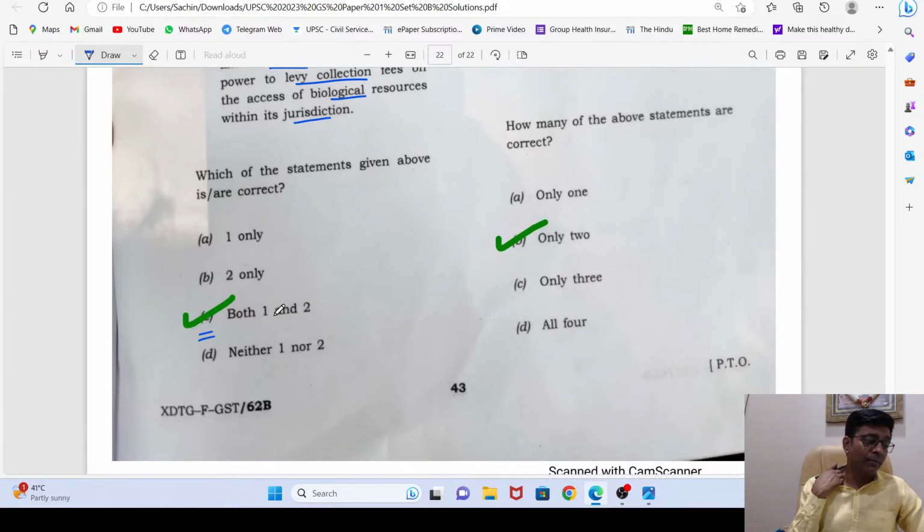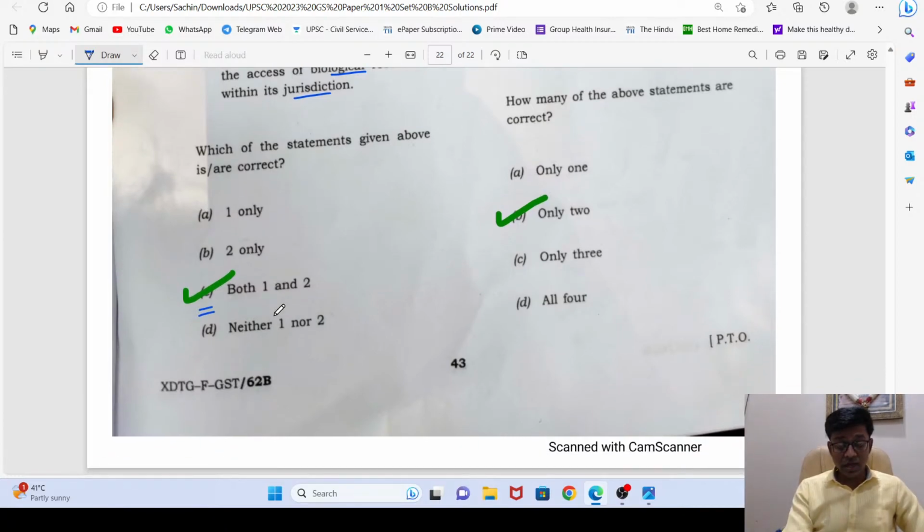Now, the total number of questions asked in UPSC prelims from environment and ecology, geography and science and technology, that analysis I will come up with tomorrow on my WhatsApp status or on my Telegram. You can check it out. Here I just wanted to give you answers of the questions from science, tech, environment and ecology and geography. So I gave those answers.